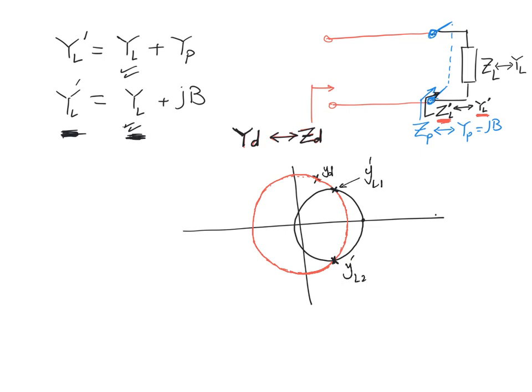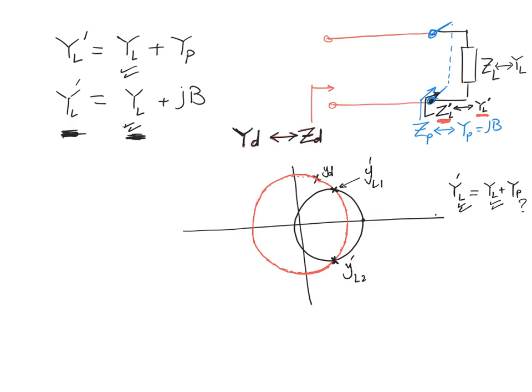So now I know the equivalent here. Immediately from this, I know the relation that YL dash is equal to Y of the load plus Y parallel. The load is already given in the problem, so known to me from the start, and YL dash I get from the Smith chart, and then I can figure out the parallel admittance.